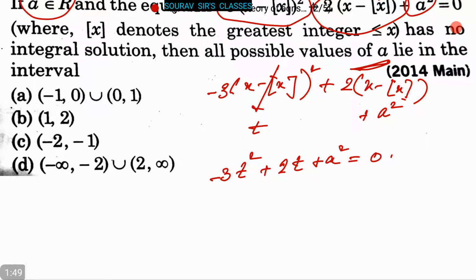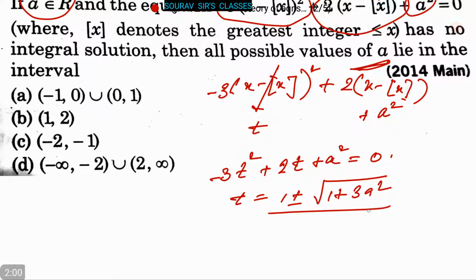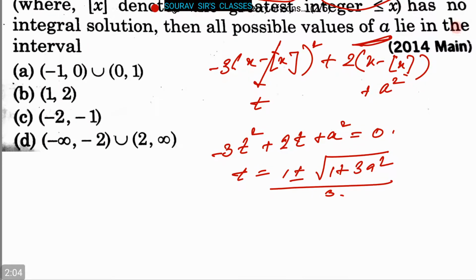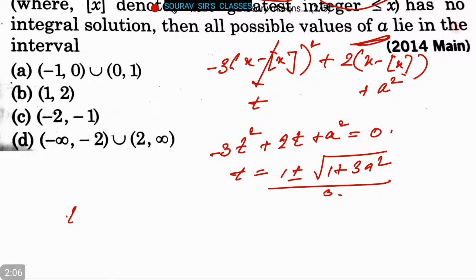Now you can apply Sridharacharya's formula and solve for t, and you will get t equal to 1 plus or minus root over 1 plus 3a squared, divided by 3. So t is actually x minus [x]. In other words, t is the fractional part of x.